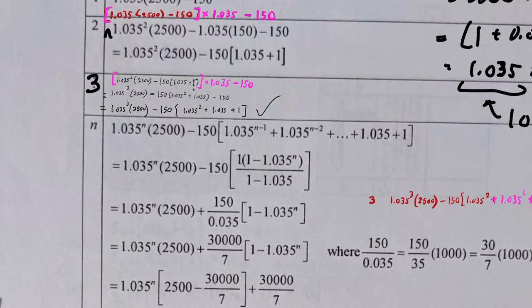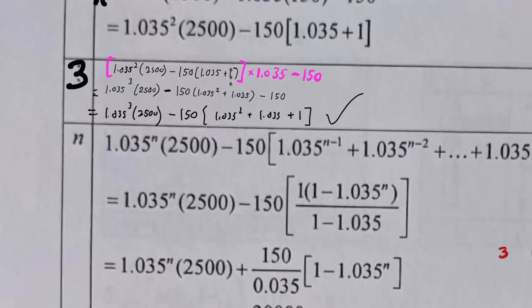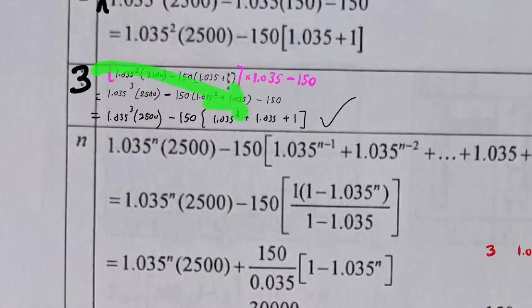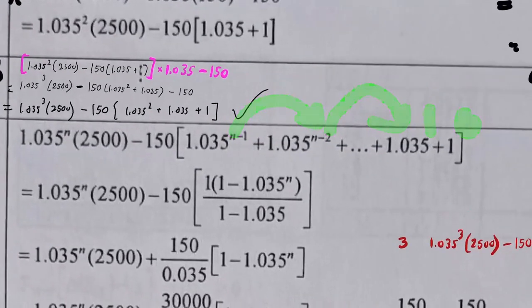You must be able to see the general pattern. You cannot go all the way. You must be able to see the minus 1, sometimes minus 1, sometimes plus 1. Then after that, just count down: n minus 2, and then minus 1, all the way until power 1 and then power 0. This is 1.035 to the power of 0.